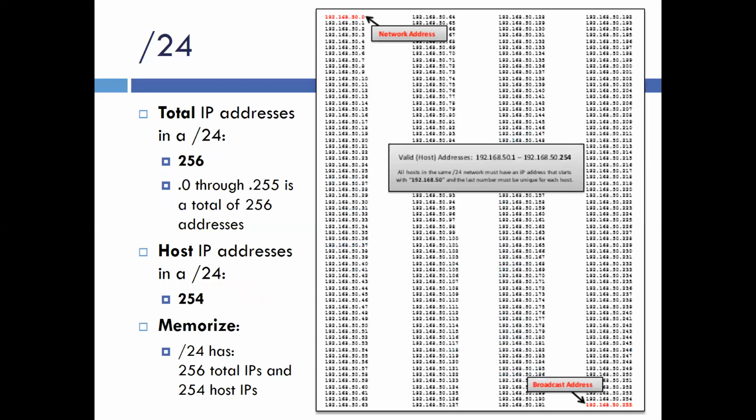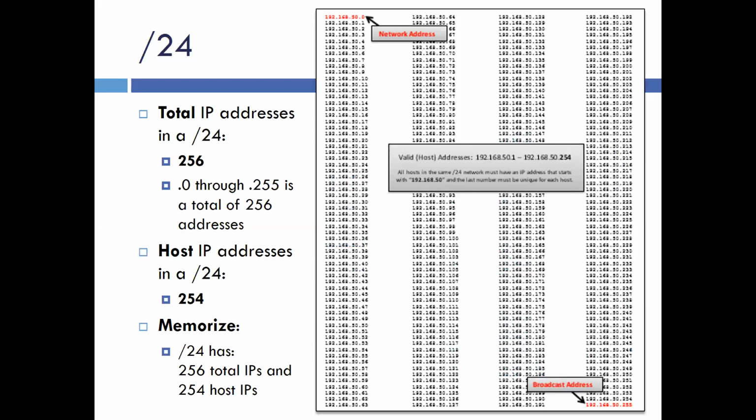Another very important detail to know about /24 networks is that there is a total of 256 IP addresses. Don't forget that we're starting with the number 0. Therefore, 0 through 255 is a total of 256 addresses. When we use the word total, that means we're including both the network and the broadcast addresses. The number of host addresses is 254.